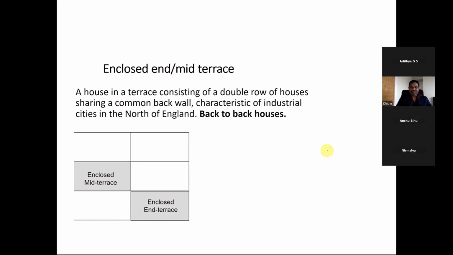Yeah, and this is an example of an enclosed end terrace, wherein you would see one that is between the other two houses. It's an enclosed mid terrace, and the one that is at the end is called an enclosed end terrace. So all these are generally considered for calculating the energy performance certificate.